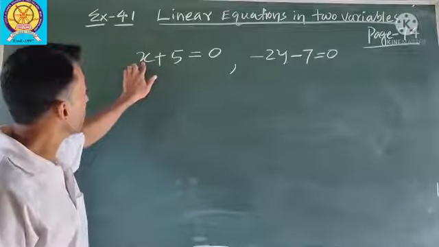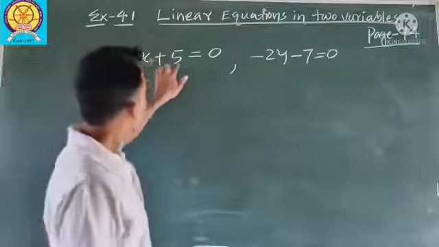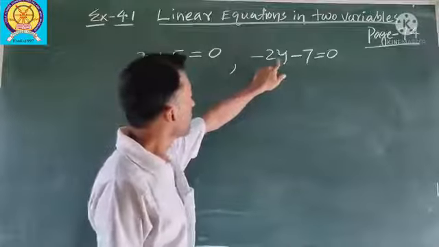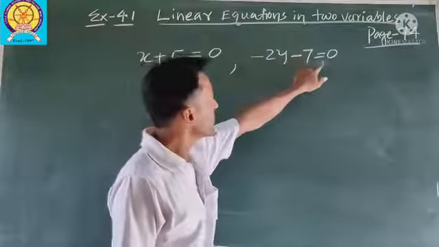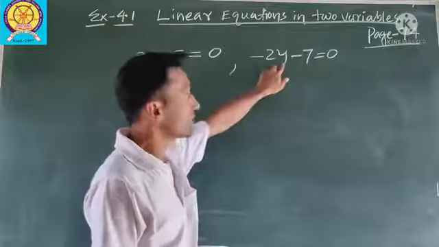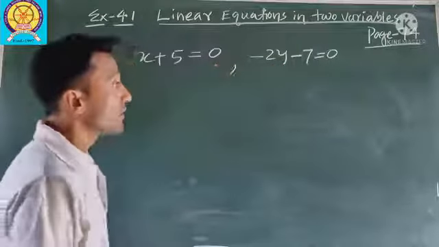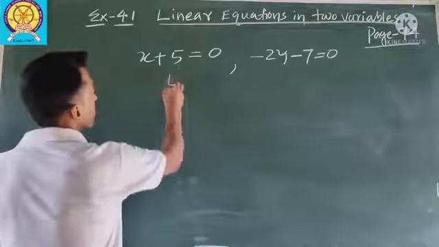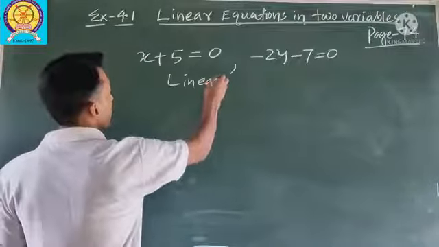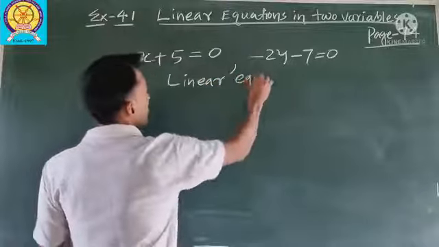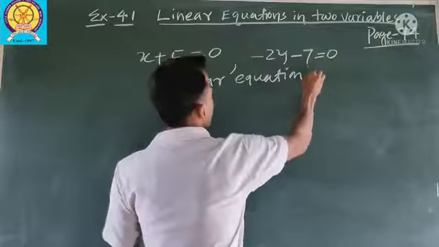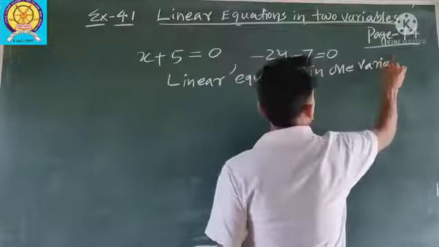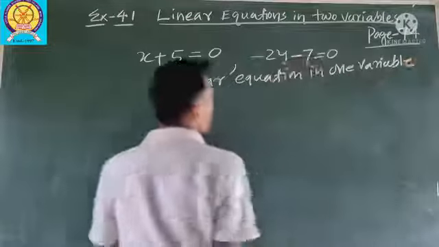Here only one variable, x plus y. Variable only one is there. You see, minus 2y minus 7 equals 0. Only one variable is there. So these things you have got in the lower class. So this type of equation is called linear equation in one variable, which you have got already in lower class.